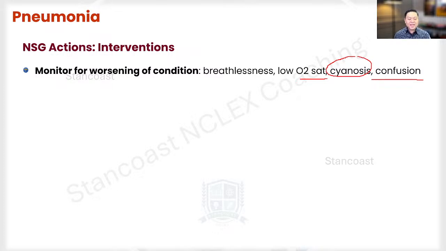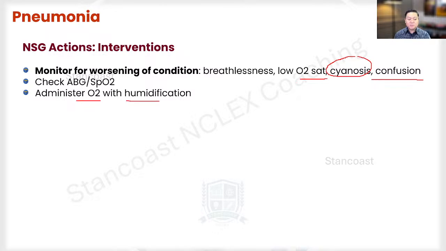Now, we're also going to have to check the patient's arterial blood gases, their oxygen saturation. We have to really determine their oxygen levels, and also see those imbalances so we can address them in real time. And we have to administer the oxygen with humidification. Make sure that we are also checking the patient's partial pressure of oxygen, or also the saturation. And we want to make sure that we are addressing the hypoxemia.